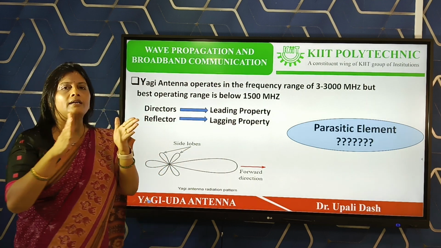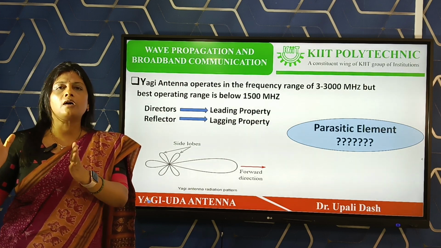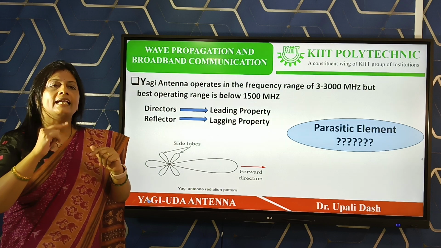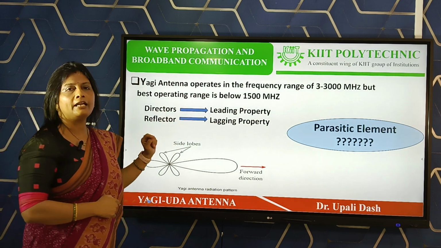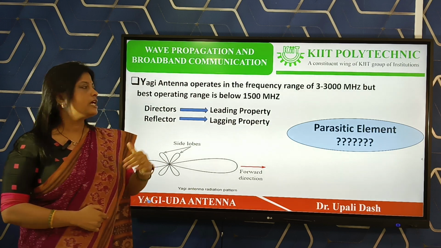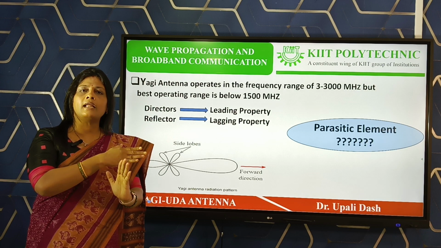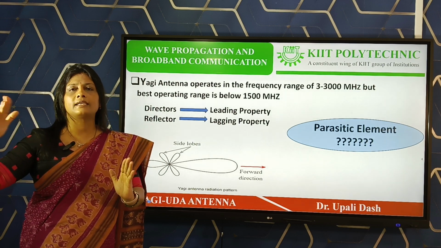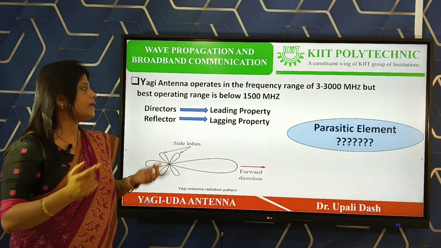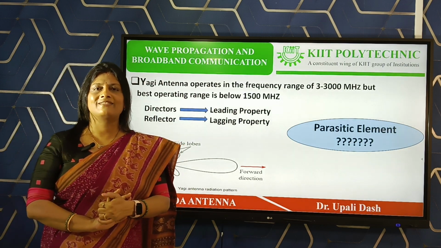The more directors we have in the antenna, the better the directivity, because directors have a leading property, meaning current leading, and the reflector has a lagging property. That is why the reflector obstructs the lobe from going to the backside and the directors help to move the signal in a forward direction. That is why leading and lagging help the Yagi-Uda antenna get better directivity.